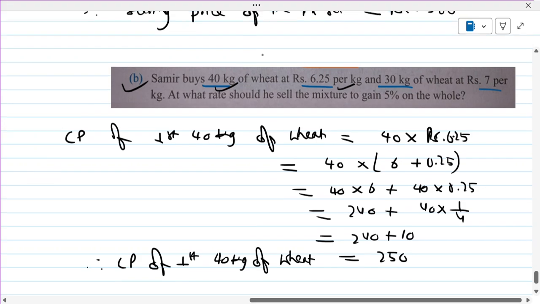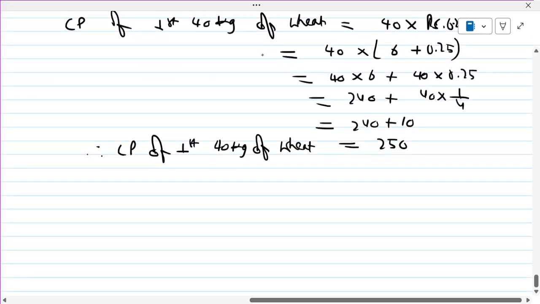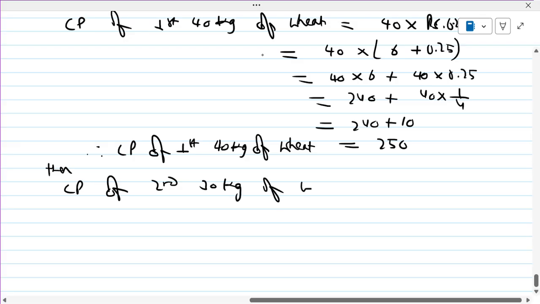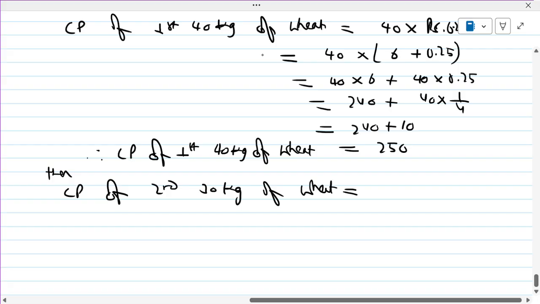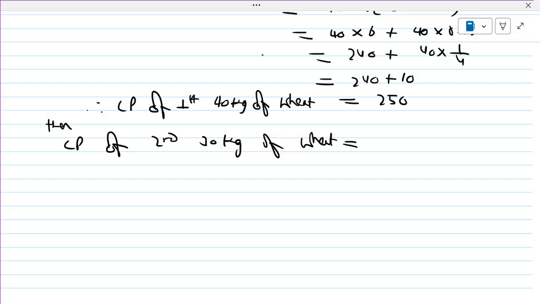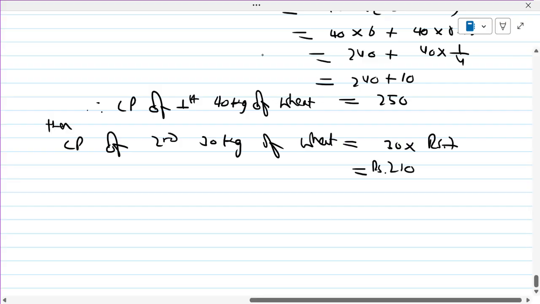Now let's go for finding the cost price of the next 30 kg, or second. So the cost price of the second 30 kg of wheat is equal to, it's purchased at rupees 7 per kg, so 30 into rupees 7, so 210 rupees we get. So CP of the second 30 kg of wheat, we got rupees 210. Now let's get them added together.